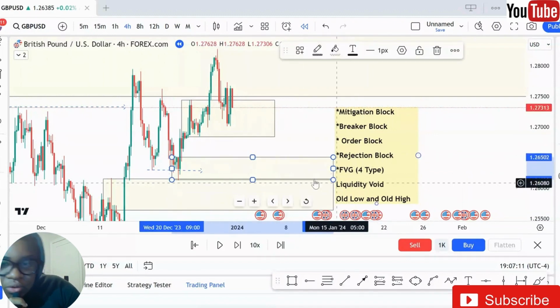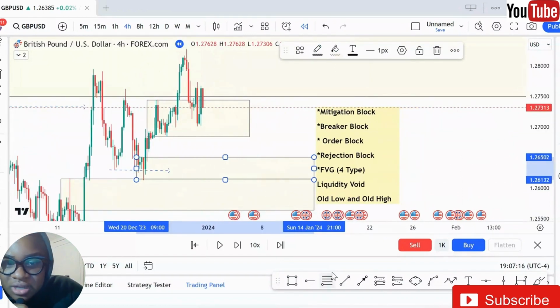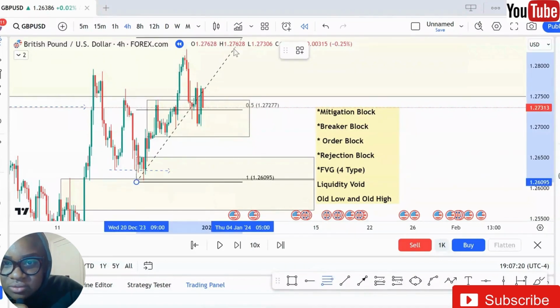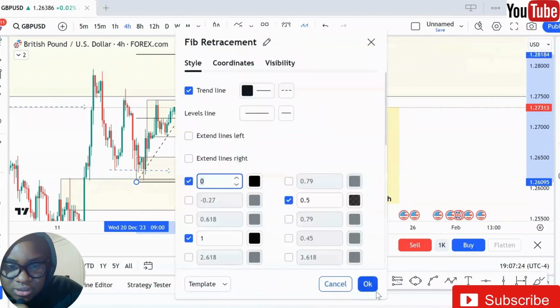Is there a fair value gap? No. We will all look for the type of fair value gap. We have different types. We draw Fibonacci from the high to the low. If you look at it very well, market broke structure around here.